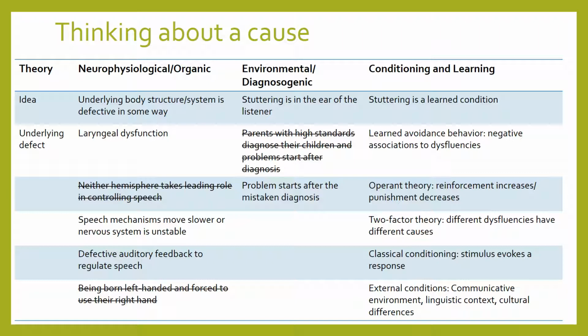They could have a defective auditory feedback loop to regulate speech. So remember, when we're talking, we have that feedback to ourselves to tell us whether we said something correctly or not, and maybe their loop is ineffective. And then a very outdated one: if you were born left-handed and forced to use your right hand, then you were more likely to stutter. And so these ones that I've crossed out here are ones that they really say we don't have a lot of evidence to support it.